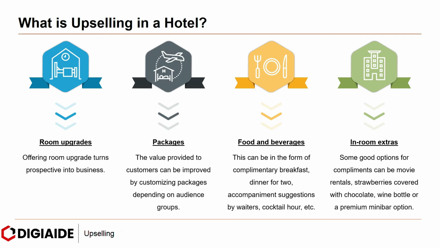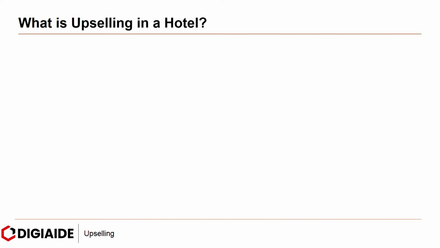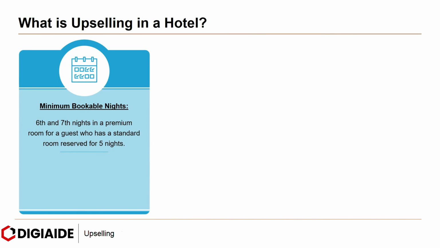Next, in-room extras. Some good options for compliments can be movie rentals, strawberries covered with chocolate, wine bottle, or a premium minibar option. Next, minimum bookable nights. 6 and 7 nights in a premium room for a guest who has standard rooms reserved for 5 nights. Promotional offers and campaigns can be featured around this as well.